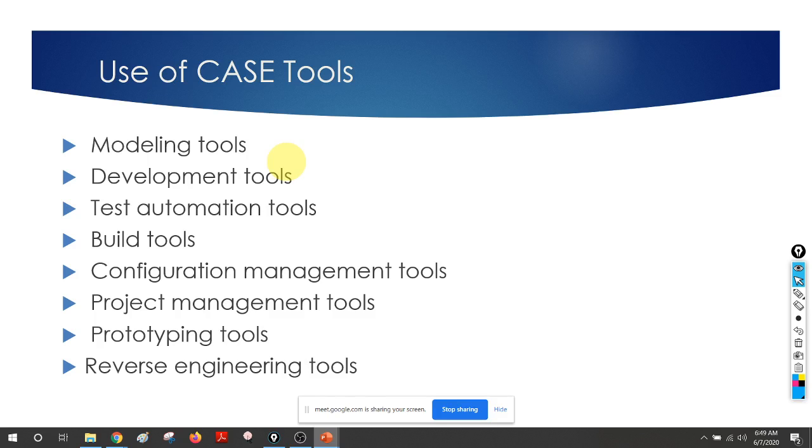Otherwise, you don't know what this tool is going to do, right? Otherwise, you are not aware that there is a tool like that. So you are going to spend some time manually drawing the ER diagram, right? So you have to be aware that these tools are there.